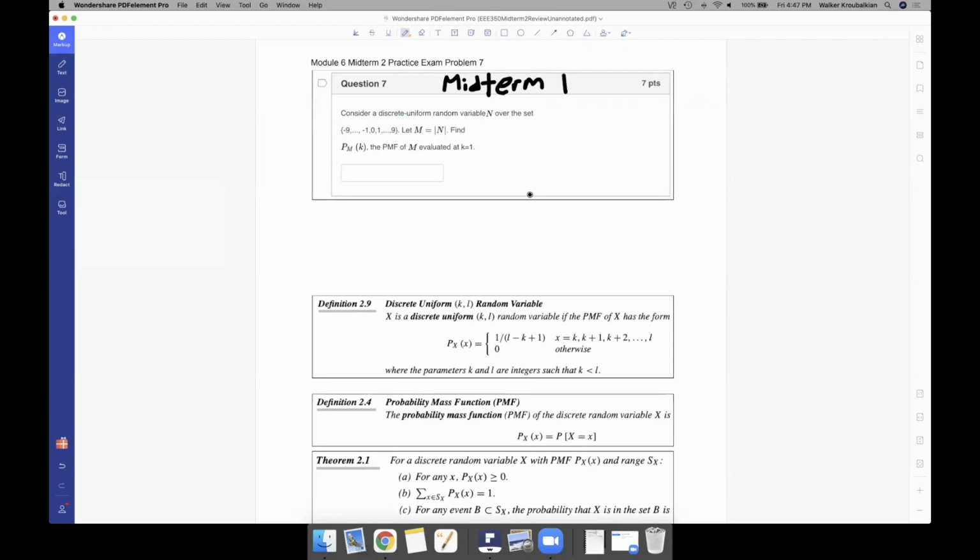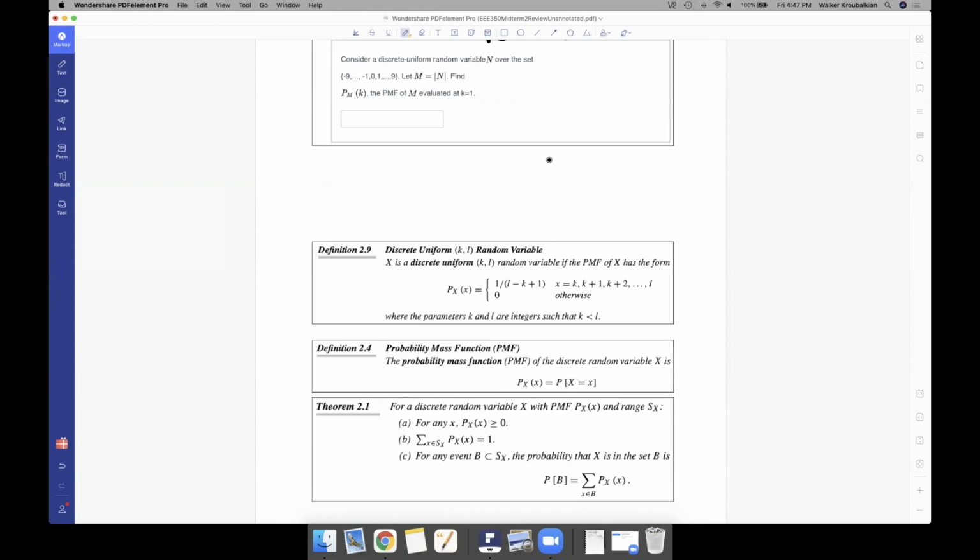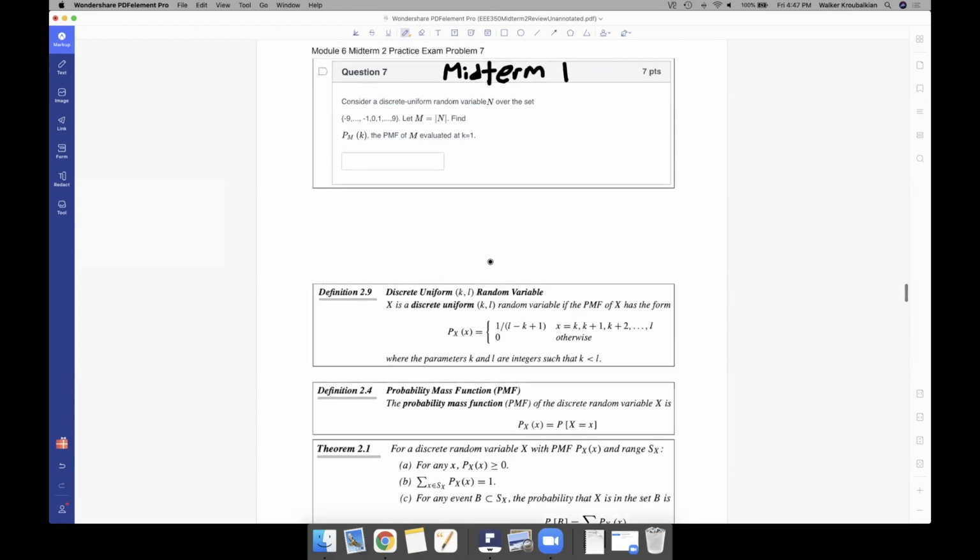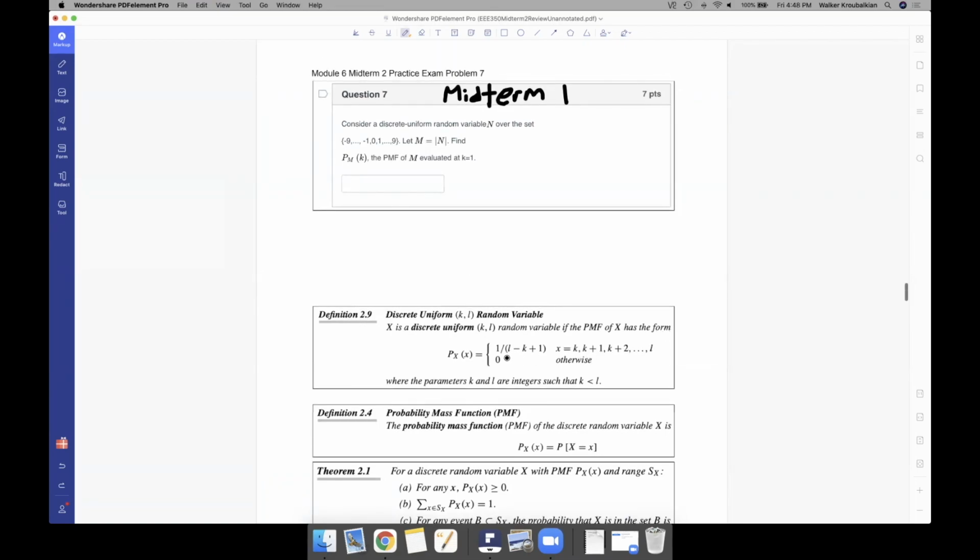To find this, what we can do is use the definitions of a discrete uniform random variable to find the PMF of n, and then use some properties of the PMF to find the PMF of m, right? So first of all, n is a discrete uniform random variable, because it just counts all the integers from a lower bound up to an upper bound. So this is what someone mentioned in chat earlier. The PMF is the difference of that upper and lower bound plus 1, right?